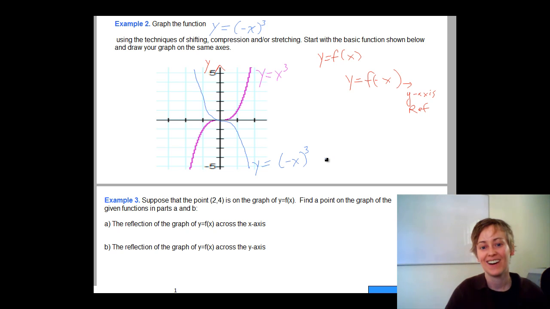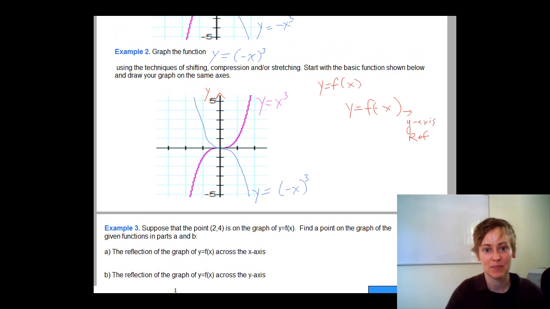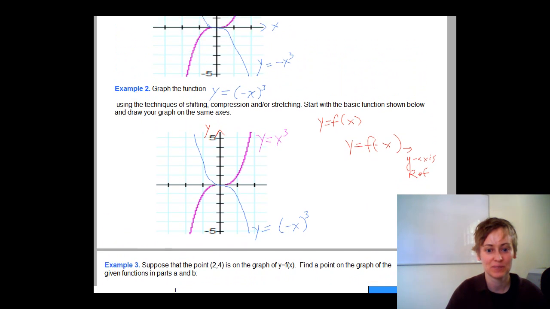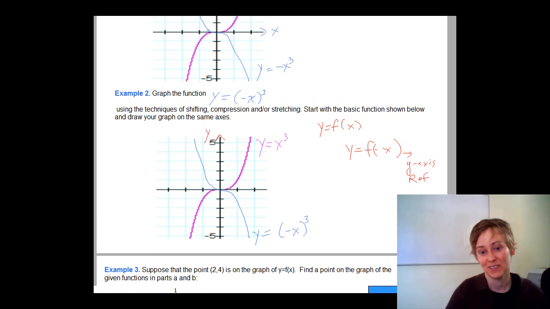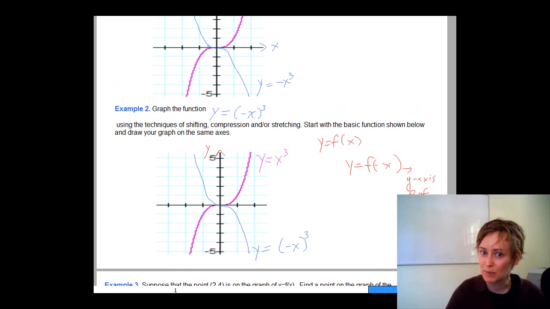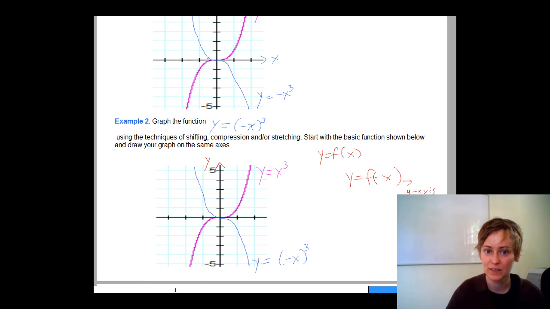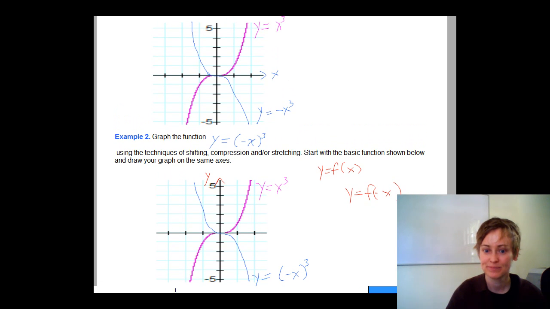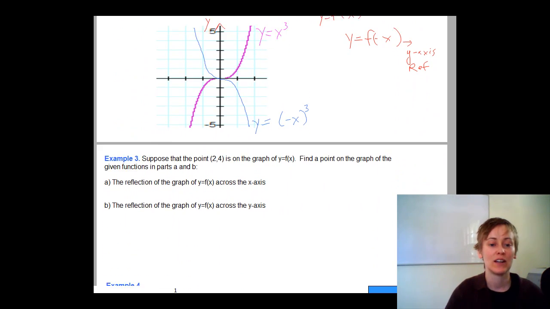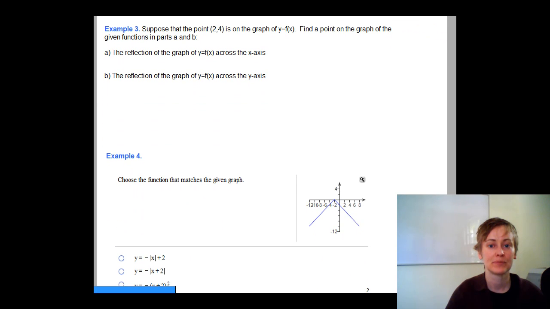Okay? You'll notice, by the way, that this graph looks the same as the other graph. And that's interesting. You might want to think about why. It has to do with the fact that this graph is odd. Okay, let's talk now about example 3.